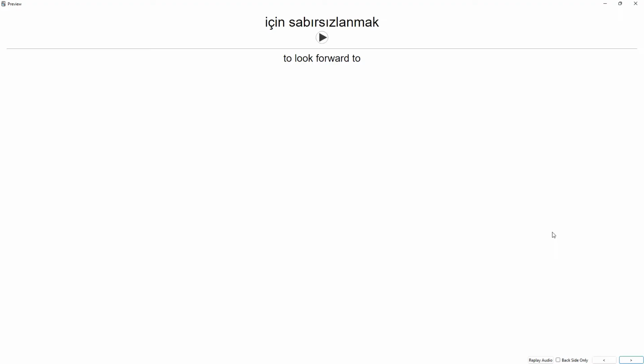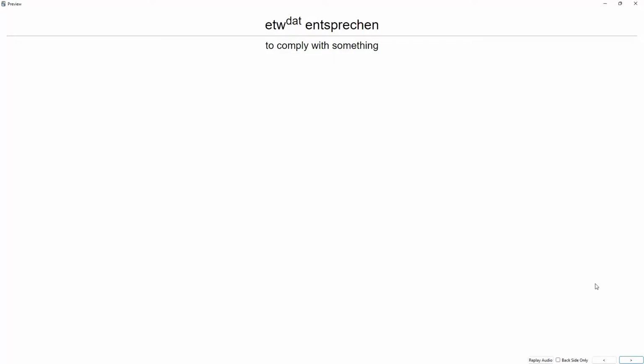In the case of sabırsızlanmak, it's really important to know you need to use için with it, so I include it here in my Anki word. In the case of German, when you use entsprechen, you always need to use the dative case, and I include that here with my vocab word. So I remember every time I use entsprechen, I always have to use mir, dir, or whatever, dem, or whatever.